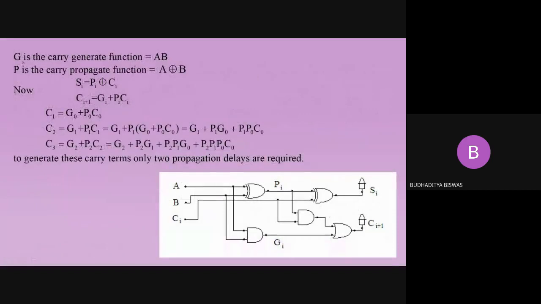Now G is called the carry generate function, and it is equal to AB. P is called the carry propagate function, which is A XOR B. The expression for P is A XOR B, and the expression for G is AB. Now nobody will ask you in the semester why G is called the carry generate function and why P is called the carry propagate function. But I will take 1 minute to explain this.